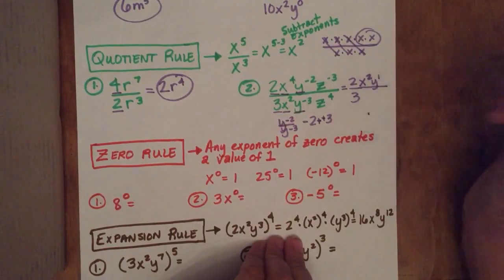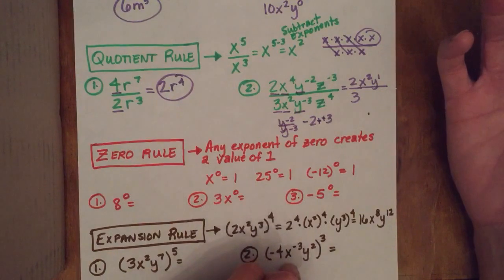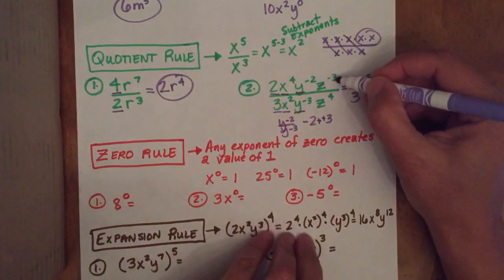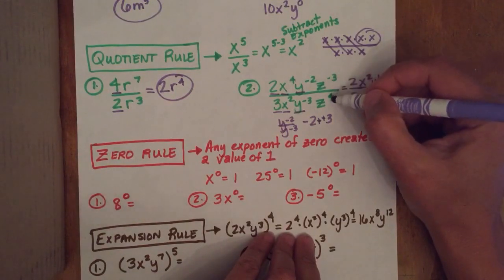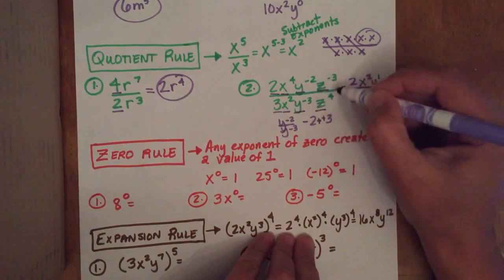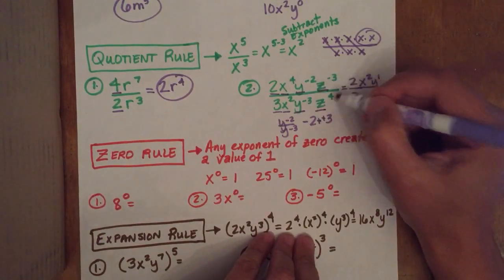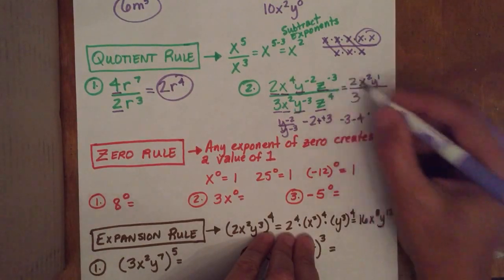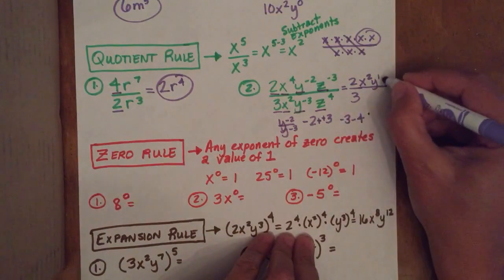If you want to write the 1, you can. But remember, anything to the 1st power, you don't have to write the 1. And then the next one is z to the -3rd over z to the fourth. So I've got negative 3 minus 4. And that's not a negative, so therefore it's just negative 3 minus 4, which is z to the negative 7th.